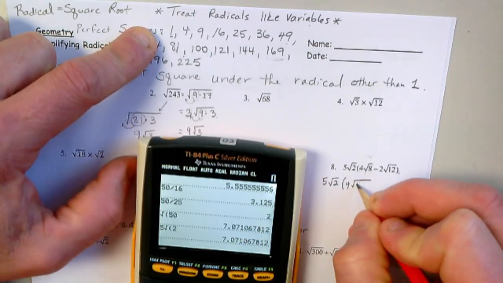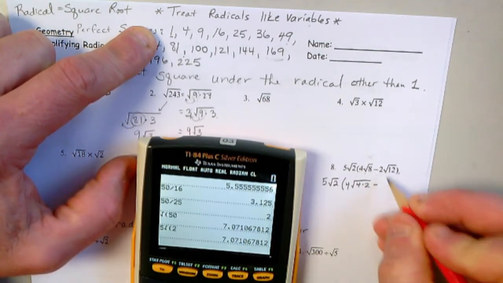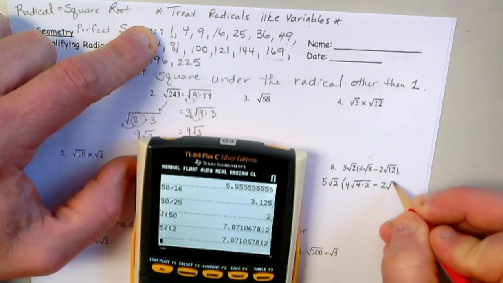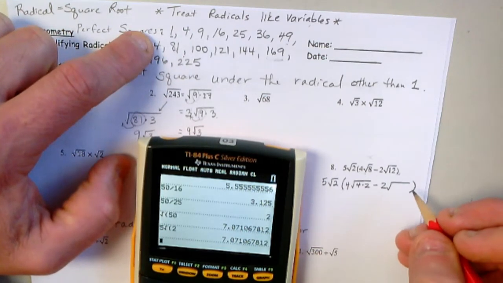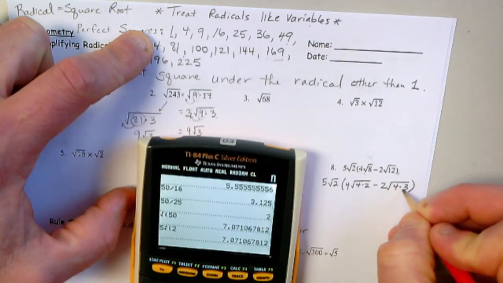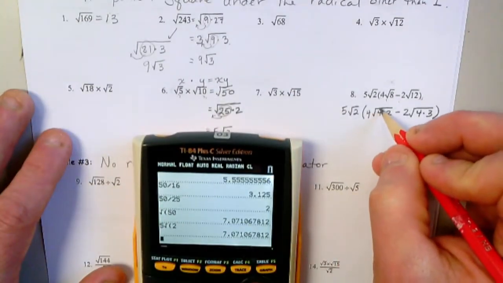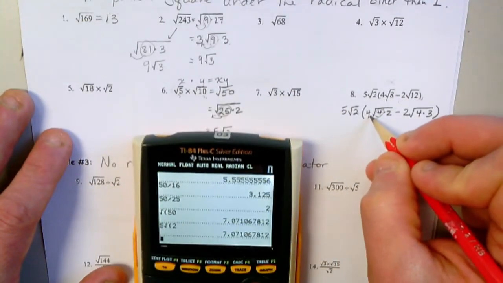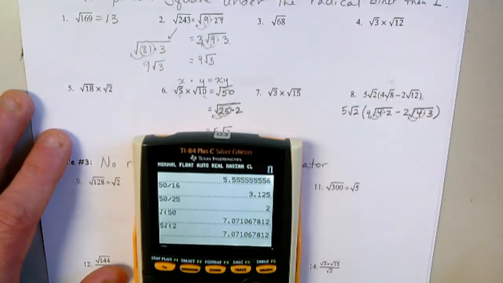If you said 4, that's correct. 4 times 2, okay? Now, for 12, what number goes into 12? What perfect square up here goes into 12 evenly? 4 does, right? 4 times 3 is 12, okay? So what's going to happen here is this. I'm going to go ahead and take the square root of 4 and the square root of 4, and I'm going to bring them out, okay?